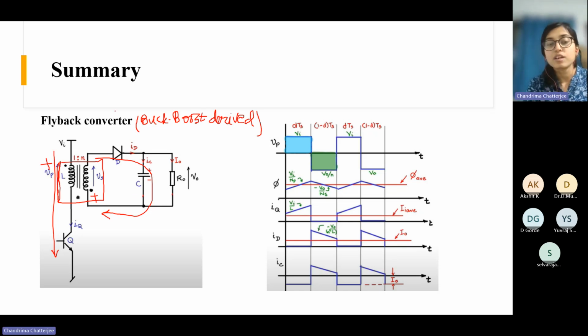Similar to a buck boost converter, first the inductor gets charged, and after that it provides to the load in the next interval. We also saw the timing diagrams: the flux waveform, the current through the switch, the diode current, the capacitor current, all these things we saw, right? This is the primary voltage, the voltage across the primary winding, VP. So this is a very important and very popular converter, the flyback converter. For low power applications, the flyback converter is very popular.